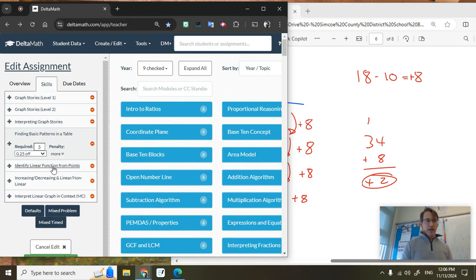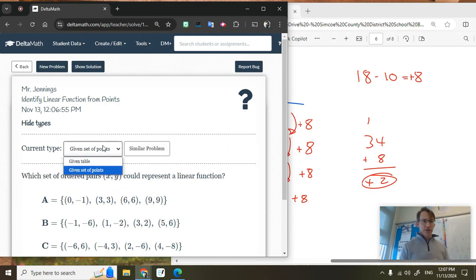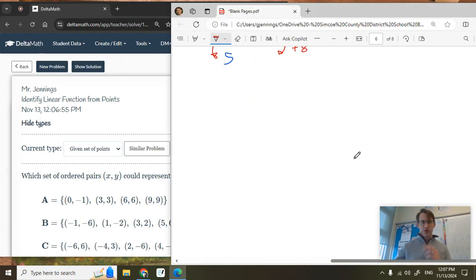Okay. Next, we have identifying linear functions from points. Okay? There are a couple different problem types here. We can be given a table, which we've looked at. We looked at that yesterday, and given a set of points. A set of points you could basically organize into a table. Okay, and I'll show you how you would do that with this type of situation.